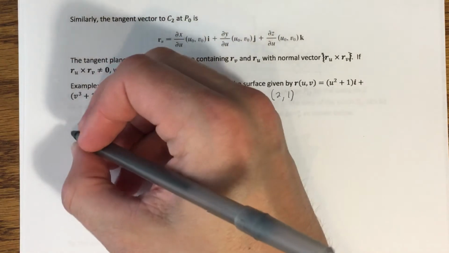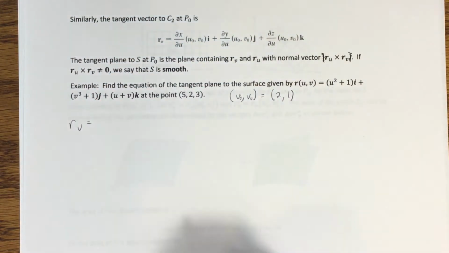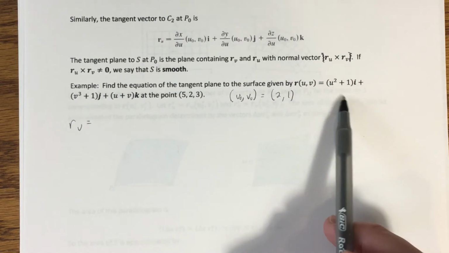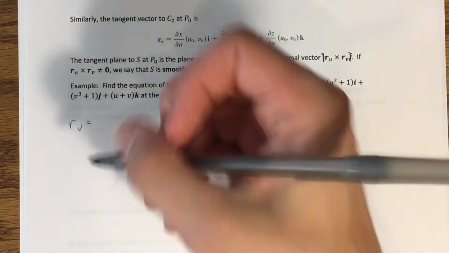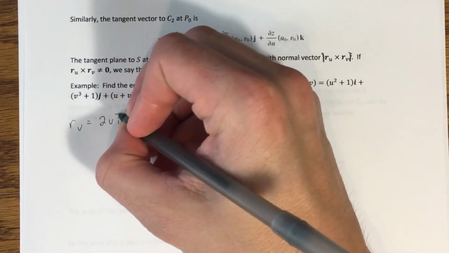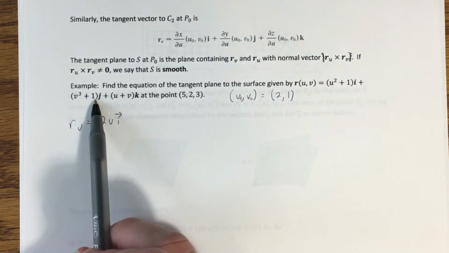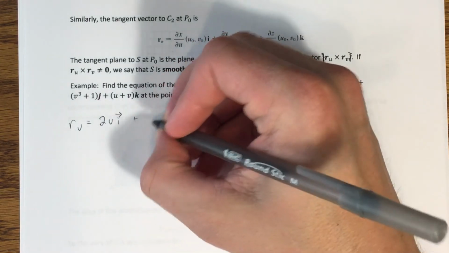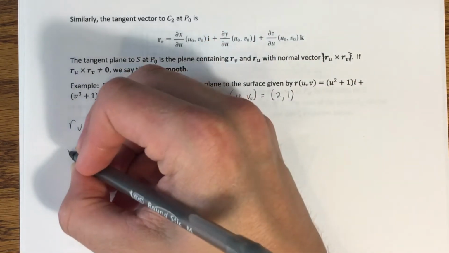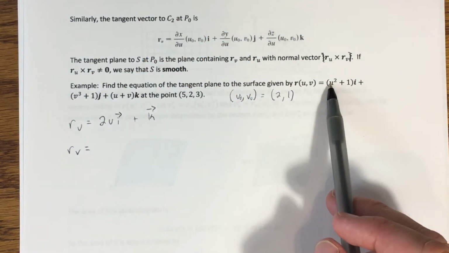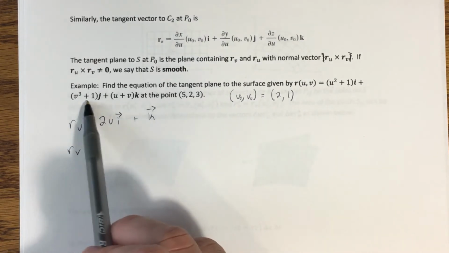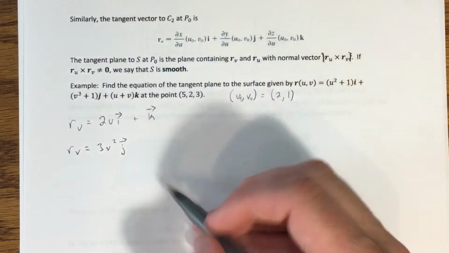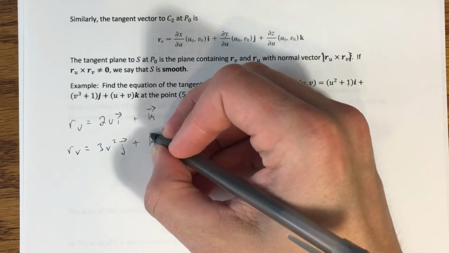So now what we need is r_u, and remember r_u is the derivative of this vector function with respect to u. So I would get 2u for my i component, 0 for my j component because there are no u's here, and then 1 for my k component, so plus k. r_v, I do similarly. Notice this time my i component is 0. My j component would be 3v squared. And my k component would once again be 1.